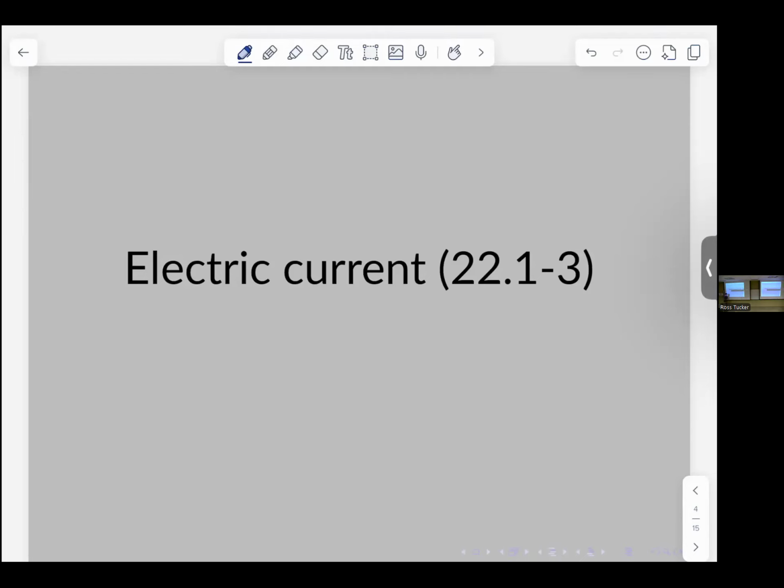We're going to learn two concepts today, electric current and voltage. The vast majority today is current. Current and voltage are very different terms. If you get them confused, you will fail everything.